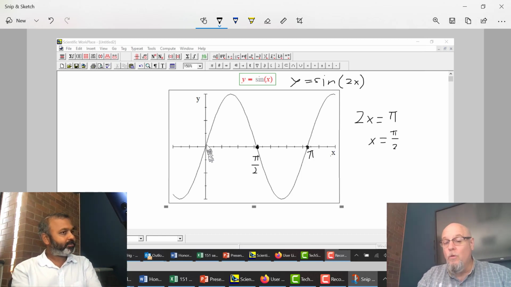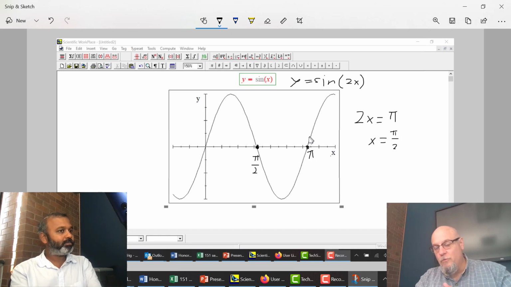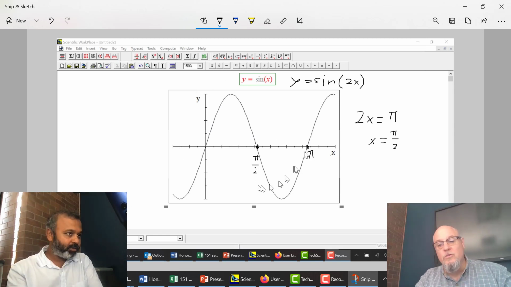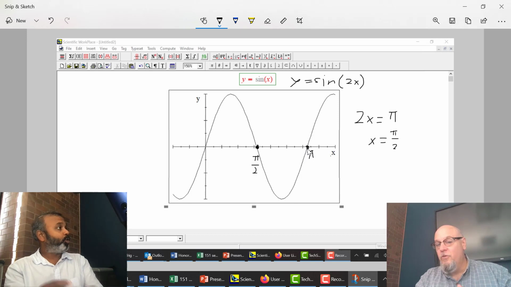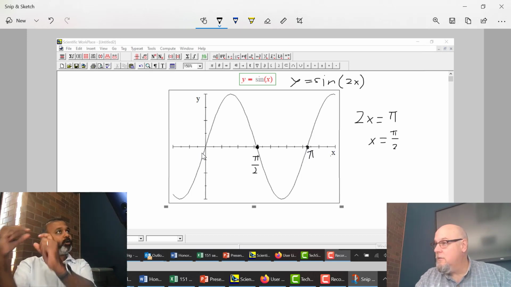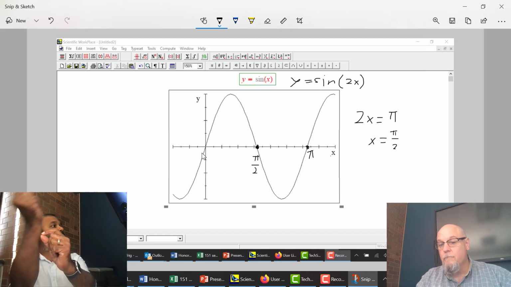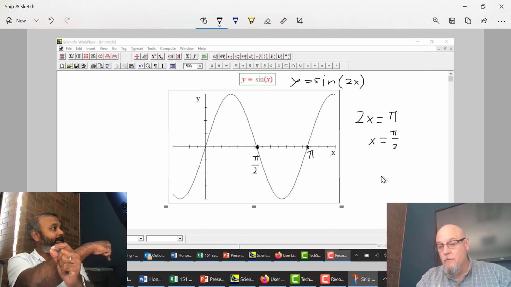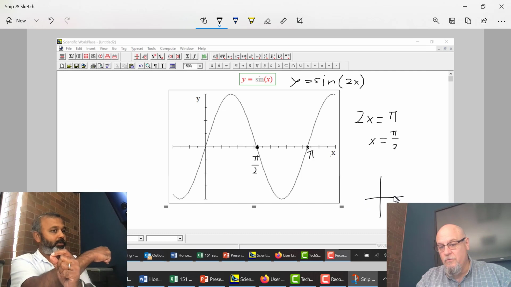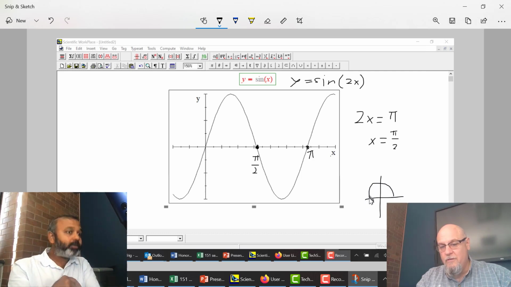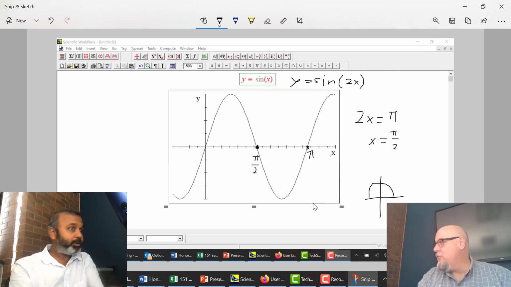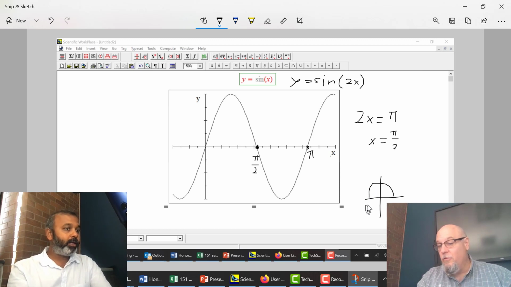Going back to the original wavelength, it was 2 pi. Now the wavelength is pi. So if I'm starting on the x-axis and going counterclockwise on the unit circle, I only get to 180 degrees before I get through a full wavelength. So there's still another bottom half of the unit circle.